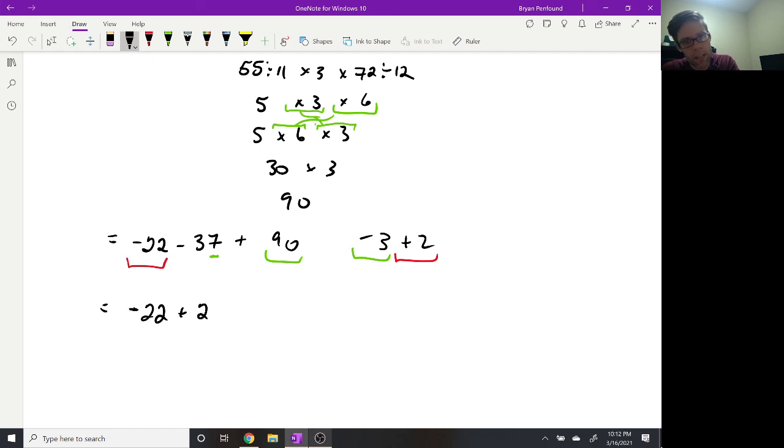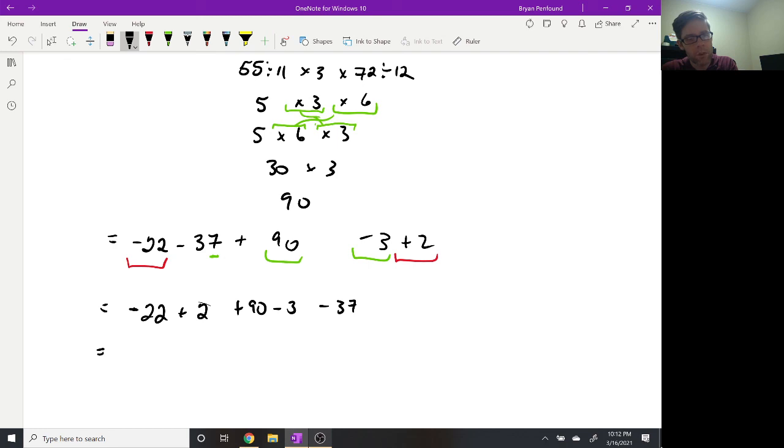We're going to get the negative 22 grouped together with the addition of 2. Let's do the plus 90 minus 3 next. And then we'll move the negative 37 to the end, and we'll deal with that at the very end.